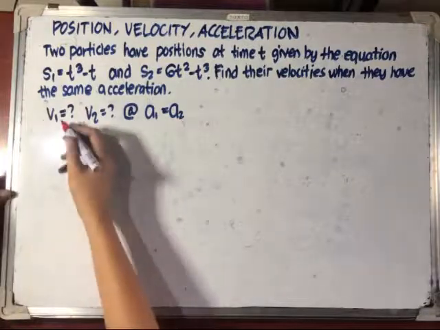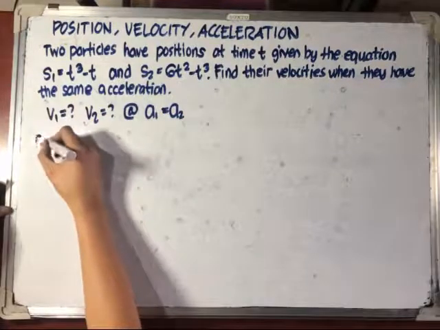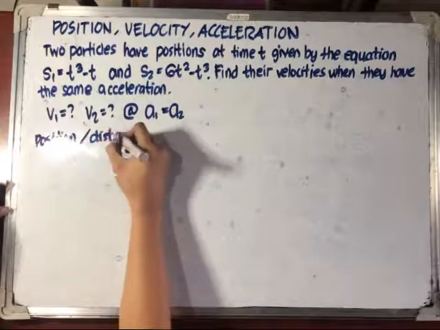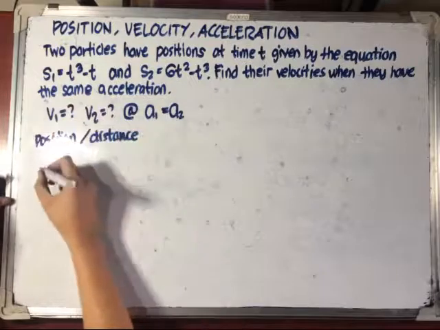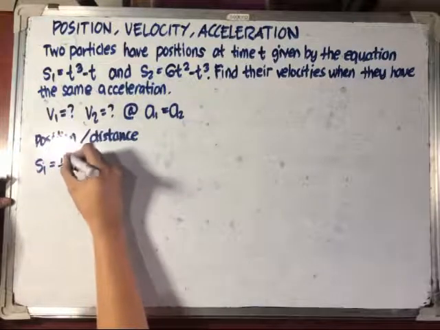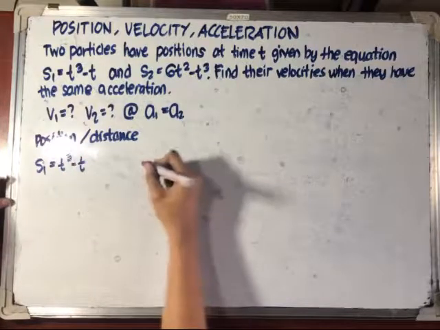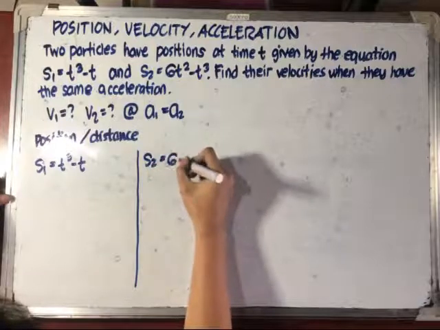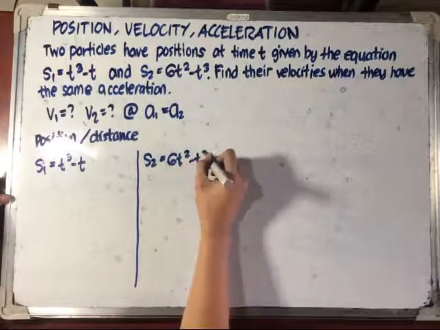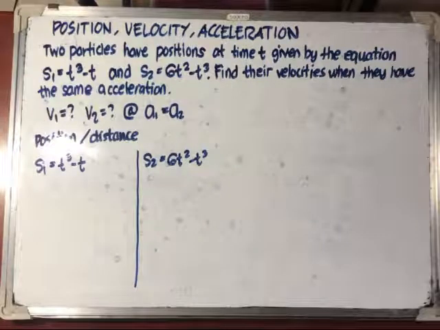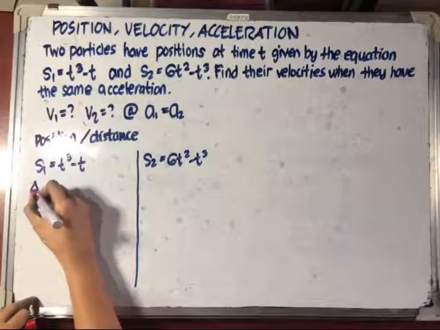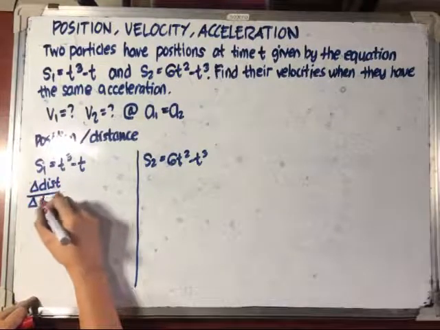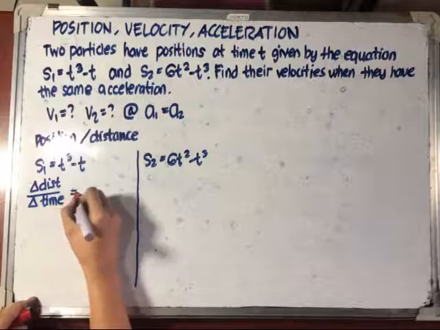So, you need to remember that when we talk about position or distance, this is given by the equation S1 equals t cubed minus t here, and on the other side, S2 is equal to 6t squared minus t cubed. You need to recall that the change in distance over the change in time, ano to? What would be this unit?